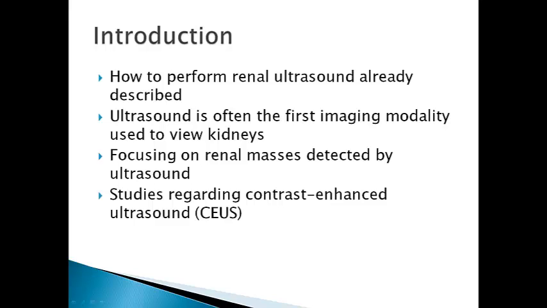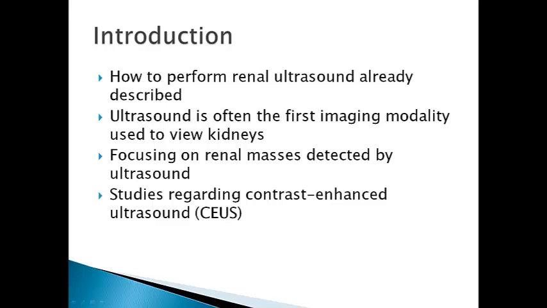And one of the reasons I want to talk about this is because ultrasound is often the first imaging modality which is used to view kidneys. Many renal masses are found incidentally, either with ultrasound or CT, and so this is one of the cases when doing an ultrasound you might find a renal mass incidentally, at which point it would be important to differentiate between what the masses are in terms of prognosis for the patient, or how important it actually is for the patient to even worry about.